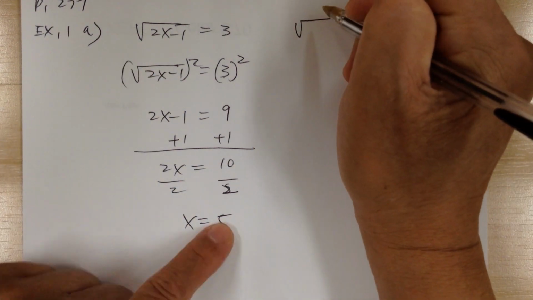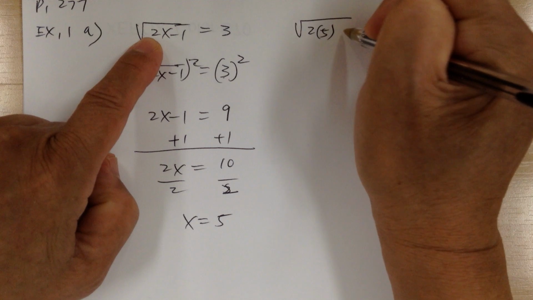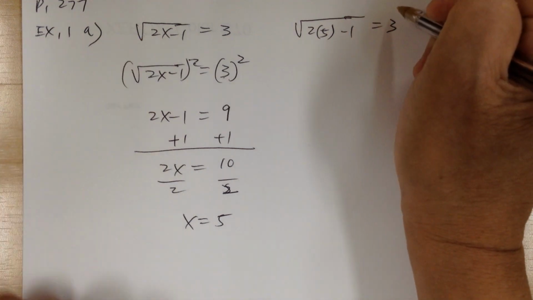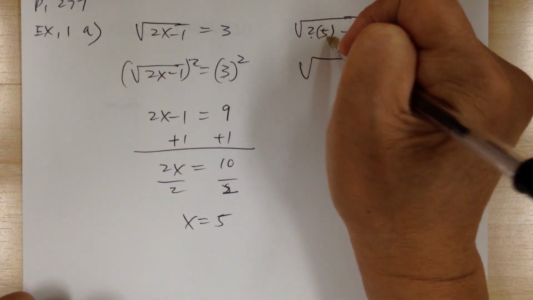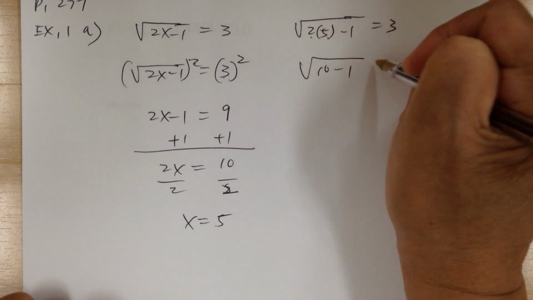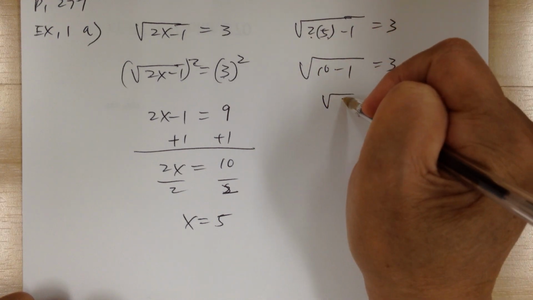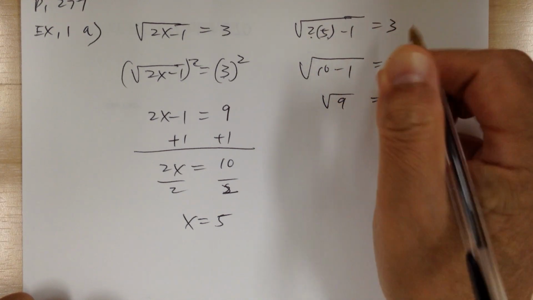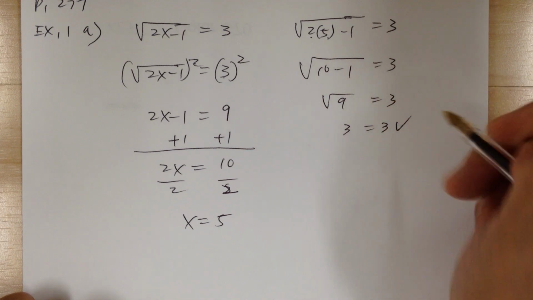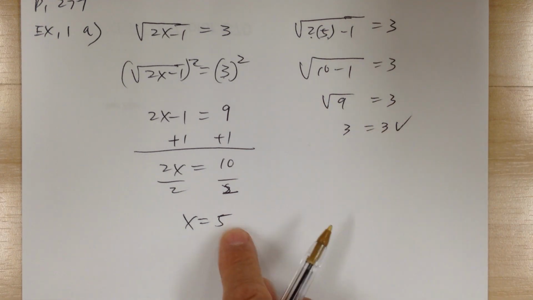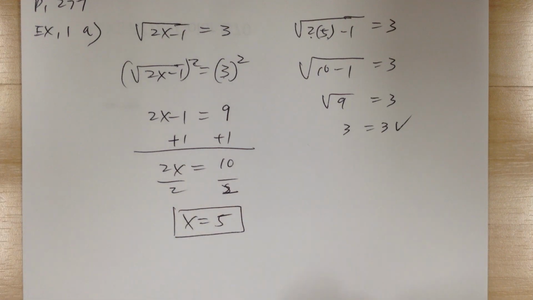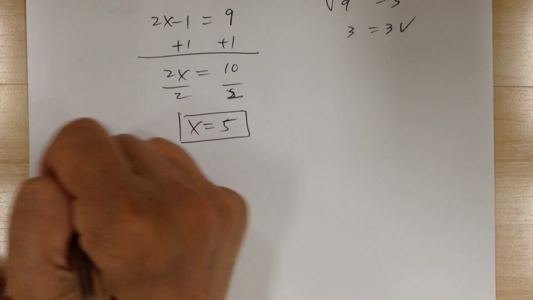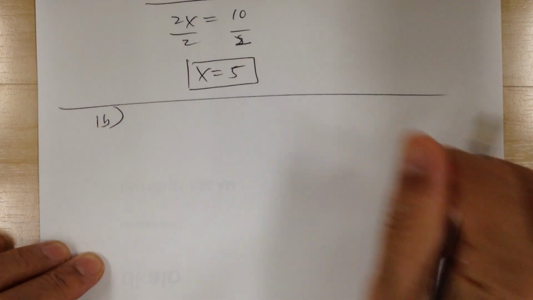So substitute this in. You get the square root of 2 times 5 minus 1 equal to 3. So 2 times 5 is 10, right? And so it becomes the square root of 9 equal to 3. So the square root of 9 is 3. So it checks. If they're equal, it means the answer is good, and so that's your answer. Okay, let's go to 1b.